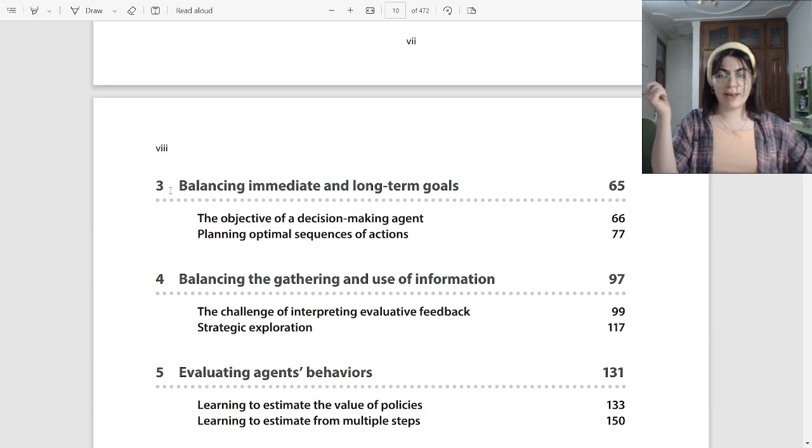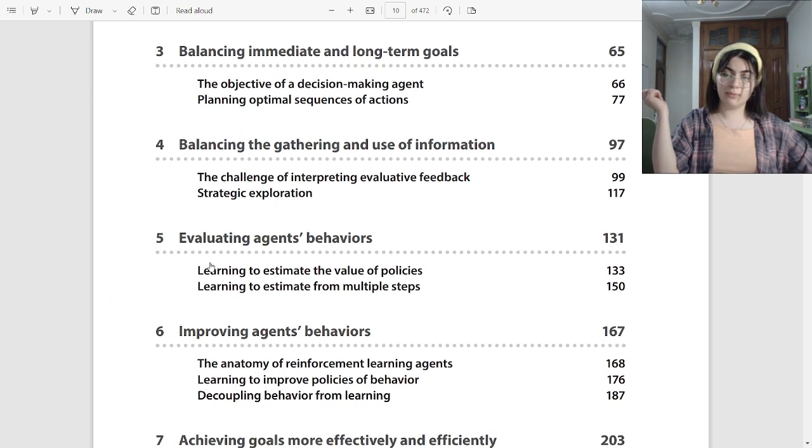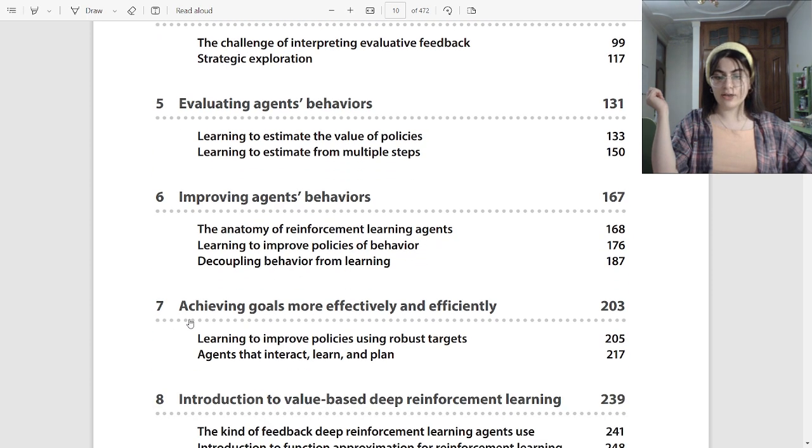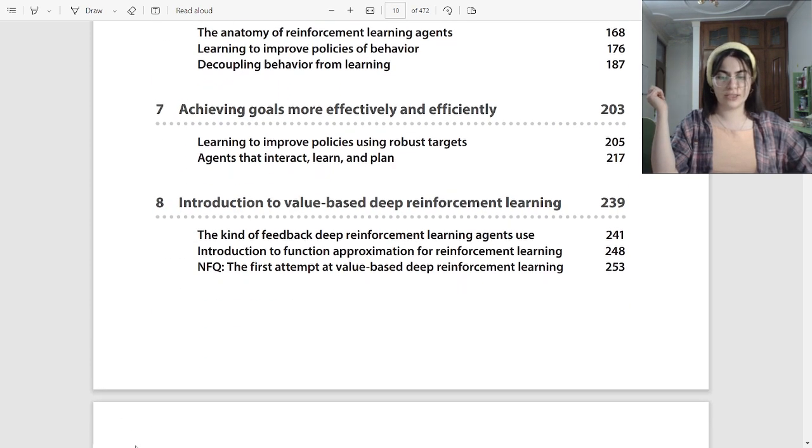In chapter 3, we have balancing immediate and long-term goals. Chapter 4 is balancing the gathering and use of information. 5 is evaluating agents' behavior. And 6 is improving agents' behavior. And 7 is achieving goals more effectively and efficiently. So chapters 1 to 7 are more like not deep reinforcement learning, but from chapter 8, the deep part starts to work.